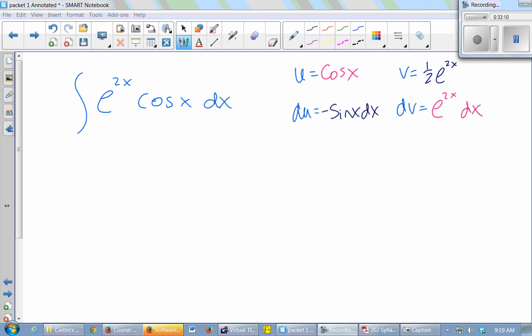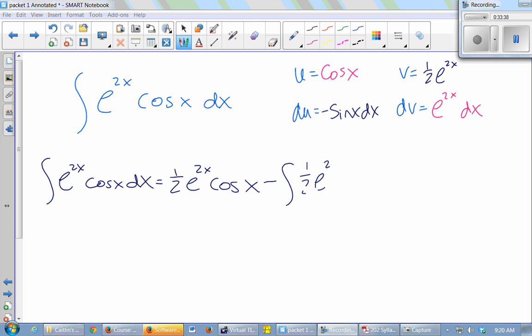All right, so now by parts, this is the integral of u times dv. And that should equal u times v, so 1/2 e to the 2x cosine x, minus the integral of v times du. So this is 1/2 e to the 2x, that's my v, and then du is negative sine x dx, and I'm going to throw the negative right there.